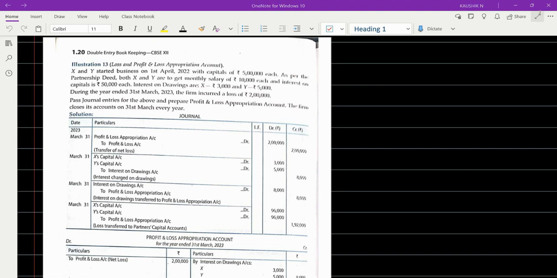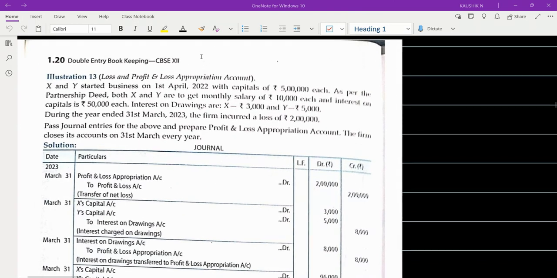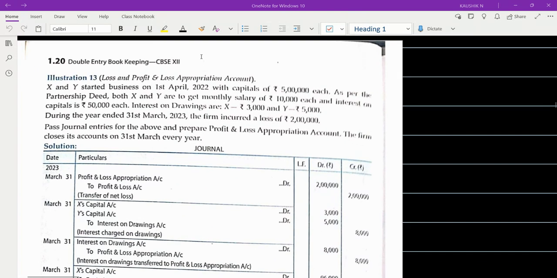Okay. So, in the previous class, we had discussed the concept of interest on loan, two types of loan, and also we worked out the profit and loss appropriation account, partners' capital account, and the loan by partner account. Today we are going to move on to other concepts, with the same P&L appropriation account preparation, but with some different conditions.